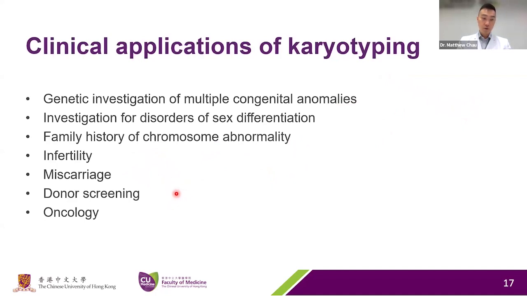Donor screening. So if people are donating, for example, marrow or sperm or oocytes, they can also just check the correct chromosome complement before doing it. And then also oncology, we can detect a lot of different structural abnormalities that drive certain hematological malignancies. So the advantage of karyotyping is that it gives you single cell resolution. You're looking at individual cells, so you can tell different clones from one another.